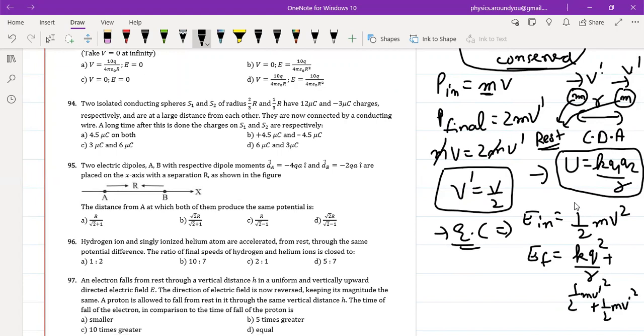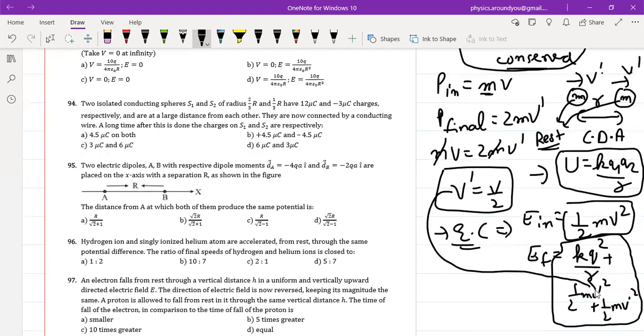Right. So initial energy is half mv square. Final energy is kq square by r plus half mv dash square plus half mv dash square. I equate the initial and the final energy. But you have only one thing missing here. V dash is an unneeded variable. I can put V dash as V by 2 in both of these expressions, and I will have r exclusively as a function of only V and Q and nothing else. So there you have the answer.